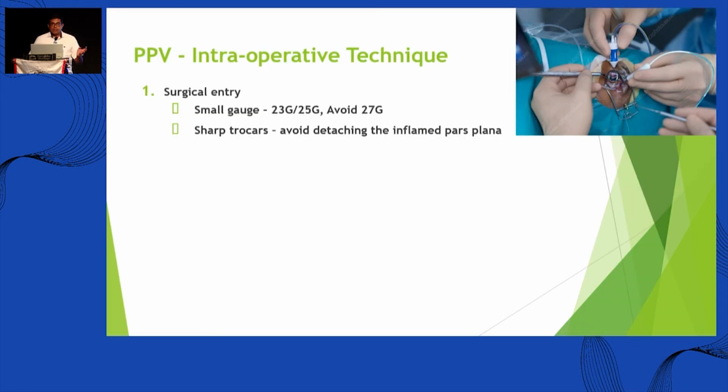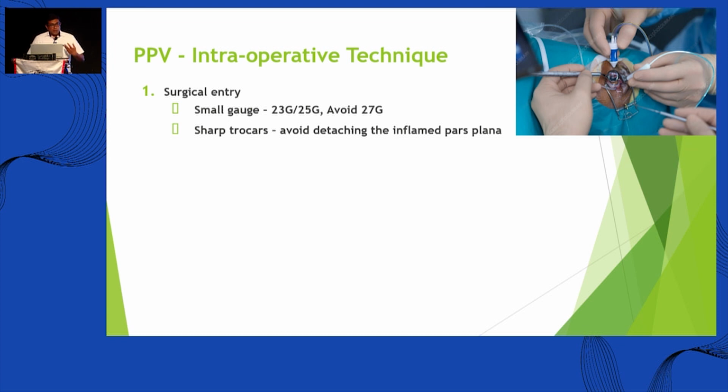So these couple of slides are for the retinal surgeon trainees who are here. What you should pay attention to when you are doing retinal surgery in a uveitis patient. So few things: surgical entry, obviously. You need to do the smaller gauge vitrectomies. 23 and 25 is advisable. 27, the smallest gauge vitrectomies, is not advisable because the cutters will get blocked.